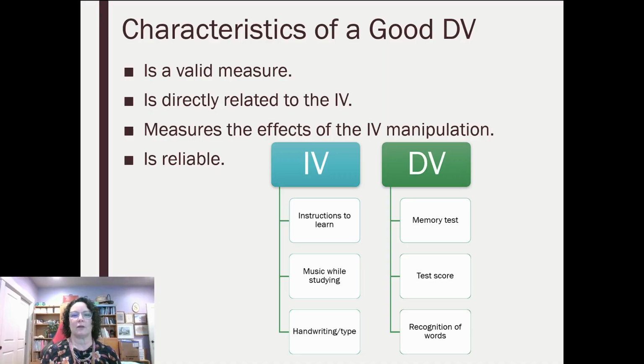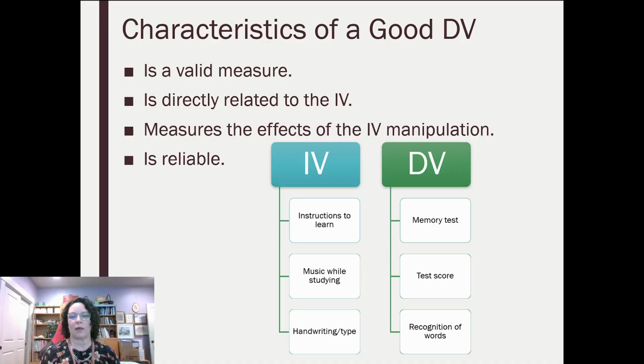So I put a list here where we've got an independent variable on the left and then a dependent variable that would probably be a good example of something that would go with that, right? So if I'm trying to test out whether instructions to learn impact people's ability to remember things, a memory test makes a lot of sense, right? If I want to test out the effects of having music present while studying, a test score makes a lot of sense. Whatever you were studying during that music or not music, give a test on that subject, right?